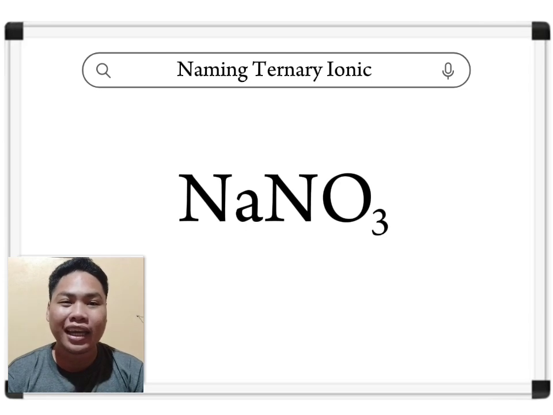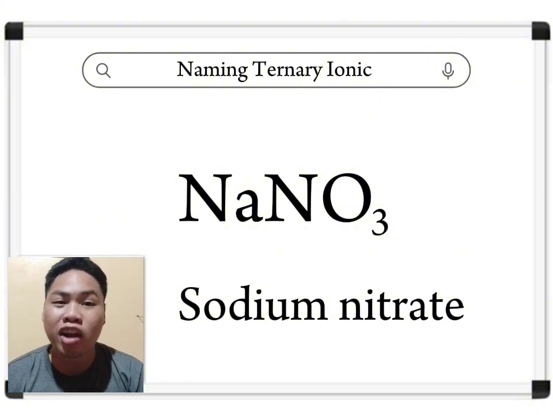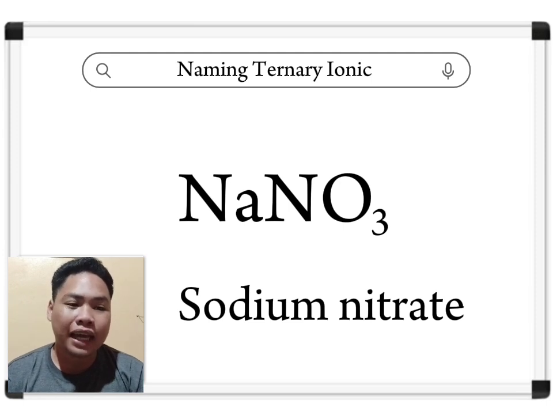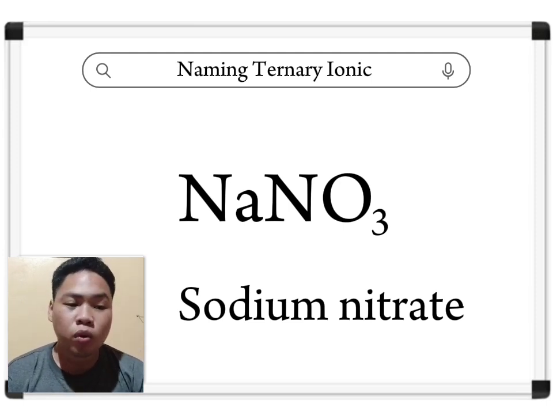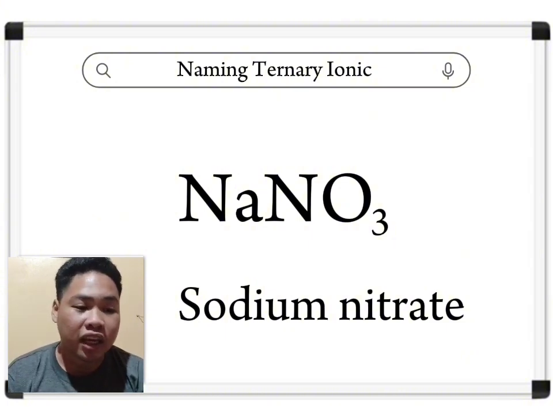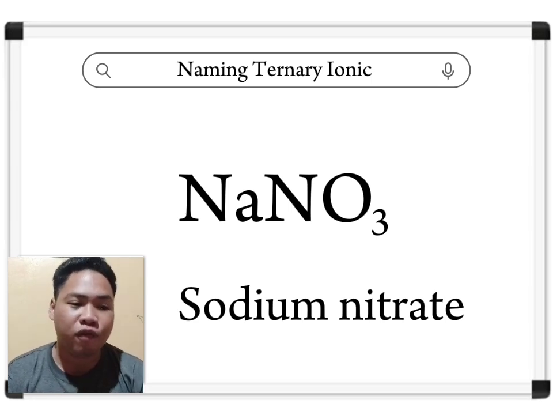Let's do NaNO3, sodium nitrate. So you have this metal, sodium, and then you have this group of non-metals, this NO3. And then the NO3 is a polyatomic ion. So what we'll do here is that we know that sodium has a plus 1 charge or positive 1, right? That means this whole NO3 here is going to have a minus 1 charge or negative 1.